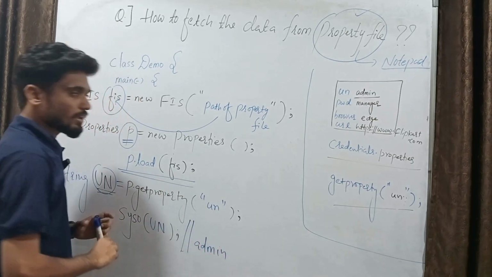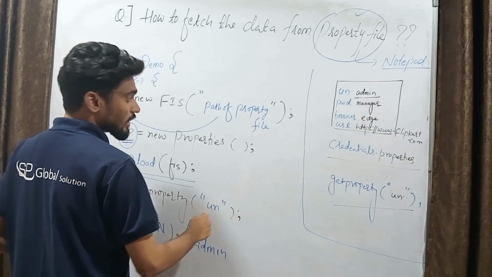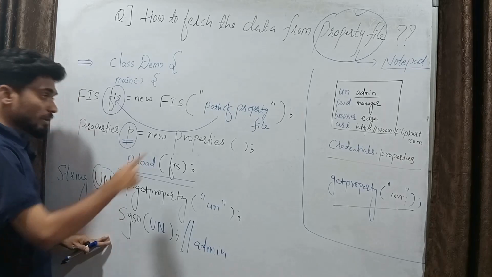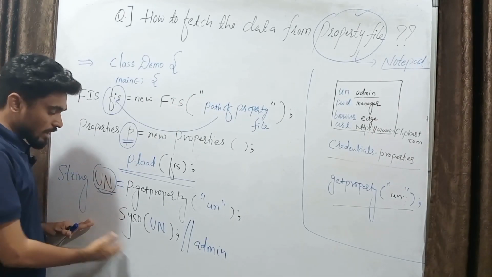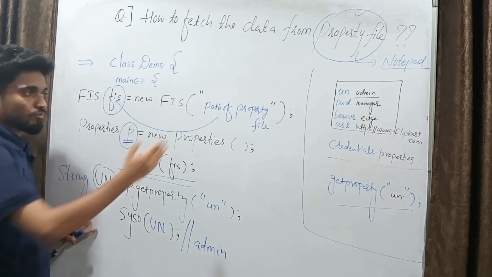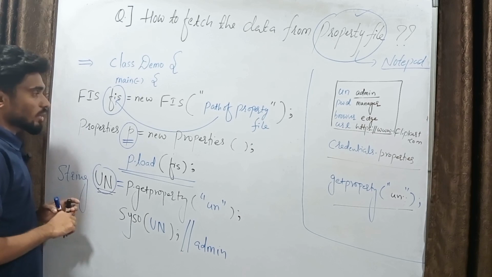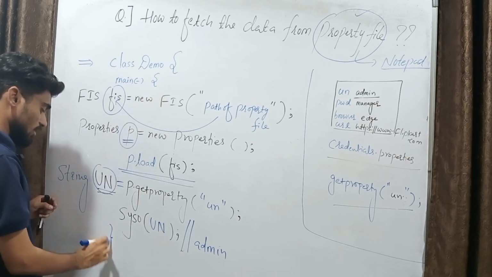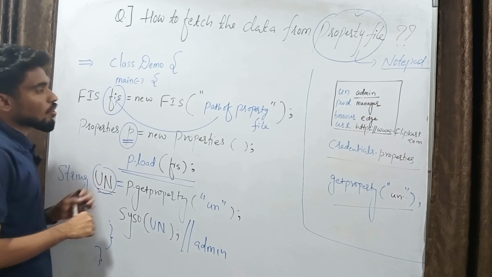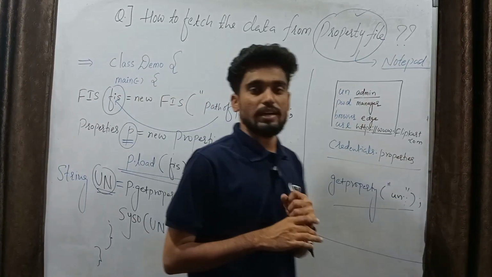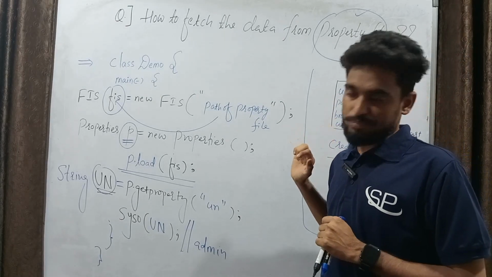Are you understanding? In the same way for the password, p.getProperty, give the key as pwd. That pwd can be stored inside the capital PWD reference variable. Try to print the reference variable, you will get manager. Are you understanding? Yes. Now observe carefully. I will close the main method body, and finally I will close the class body. So this is the script to fetch the data from the property files. Are you understanding? Yes.